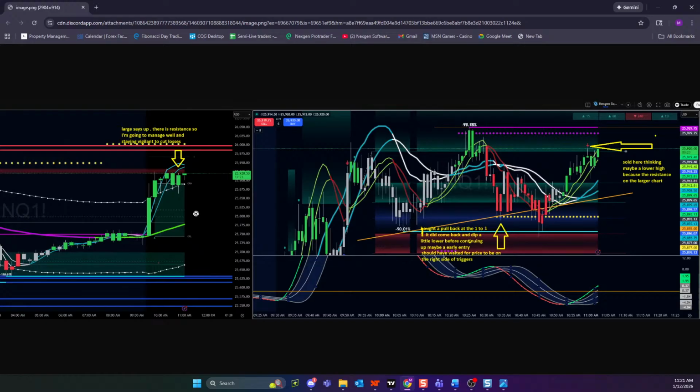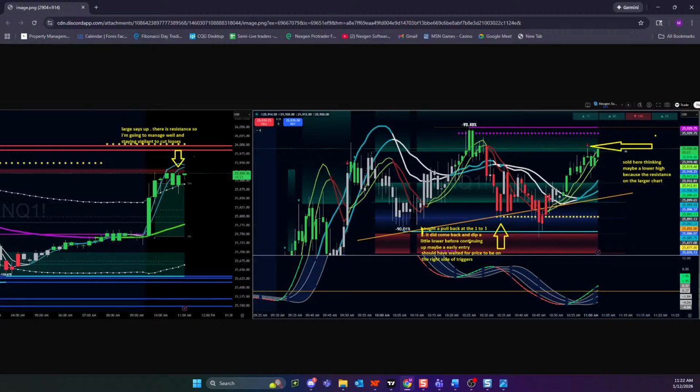All right, large says up. There is resistance, so I'm going to manage well, staying vigilant to cut losses. Bought a pullback to the 1-to-1. You held it. All right. Should have waited for the price to be on the right side of the triggers. Probably would have got a better price. And then out at the trouble. Nice job.